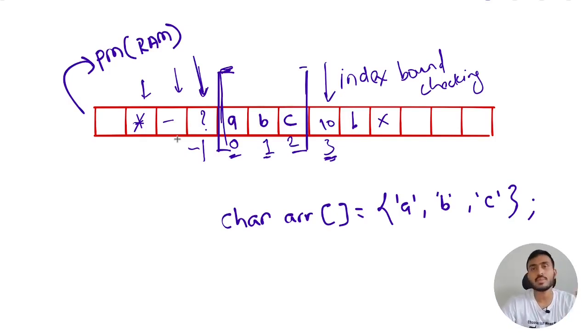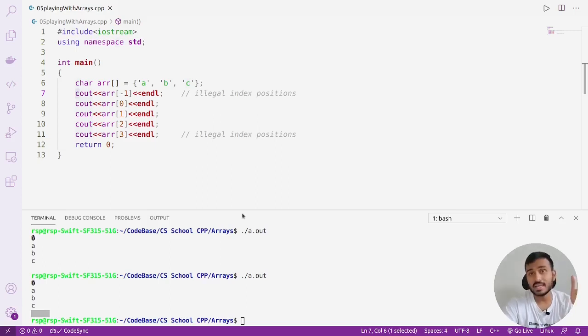But ideally, always remember, as a programmer you should not access illegal positions or illegal indexes. Whatever indexes are allowed for your array, only those indexes ideally you should access. You should not access the indexes which do not fall in your range. So I hope you are clear with this first point, where we talked about valid and invalid indexes. And always remember, in C++ we do not have index bound checking, and that's why all the indexes are accepted when you use the subscripting operator.